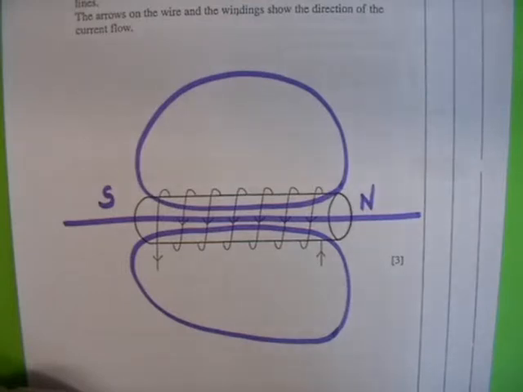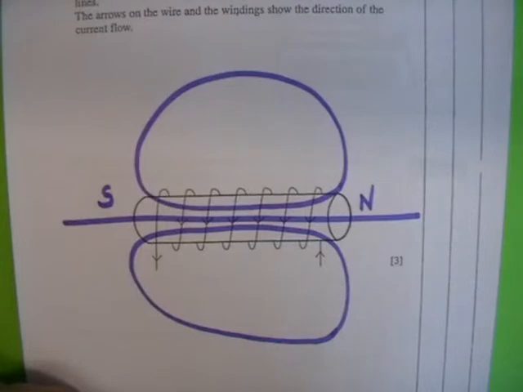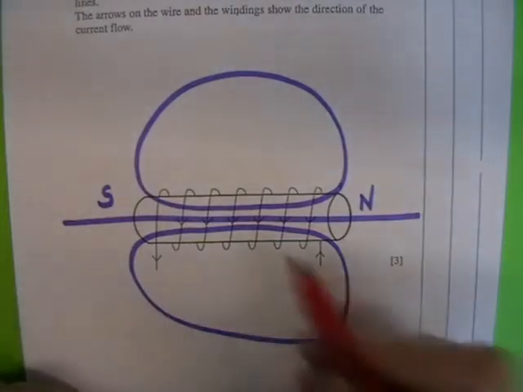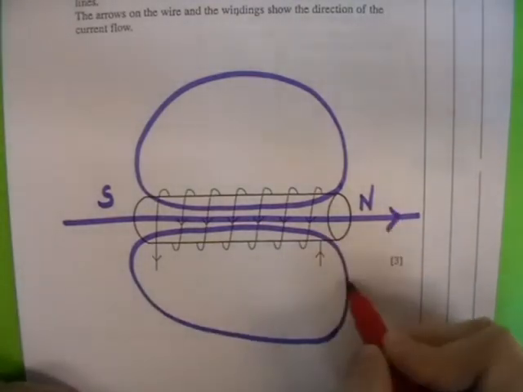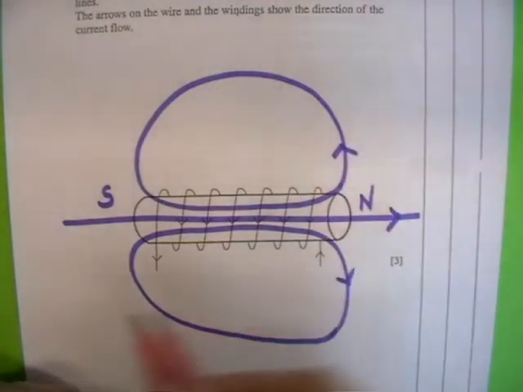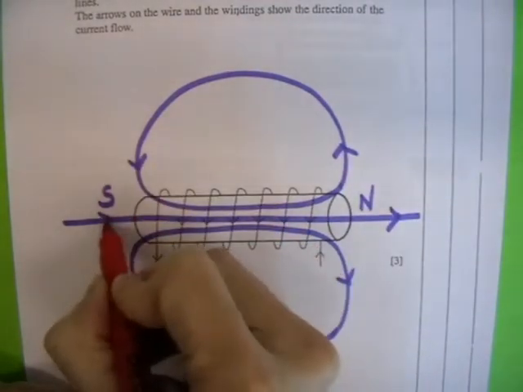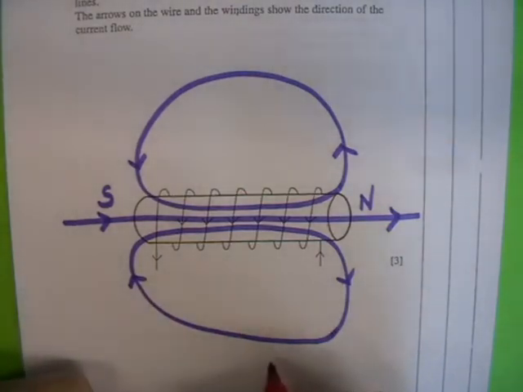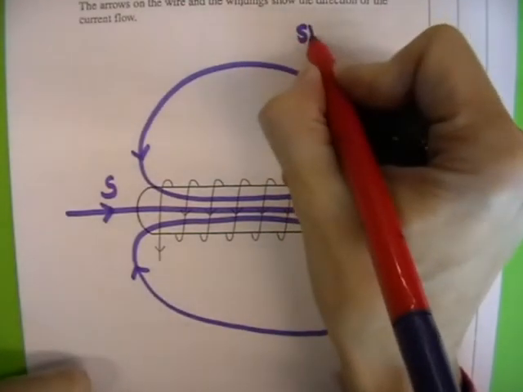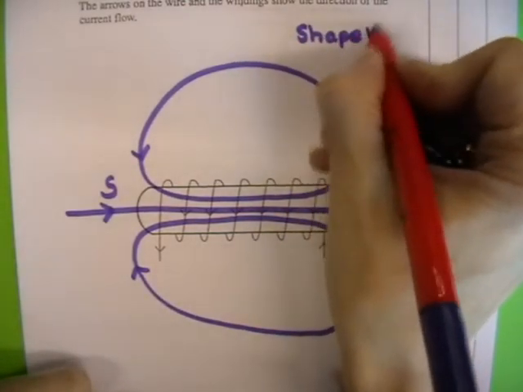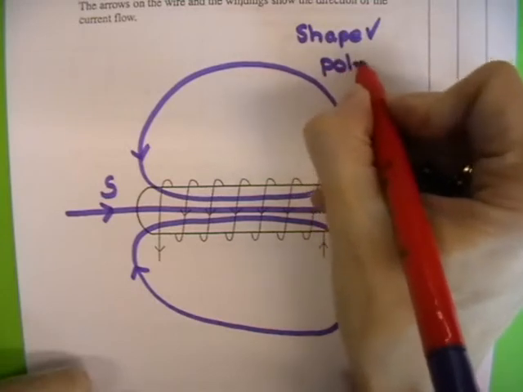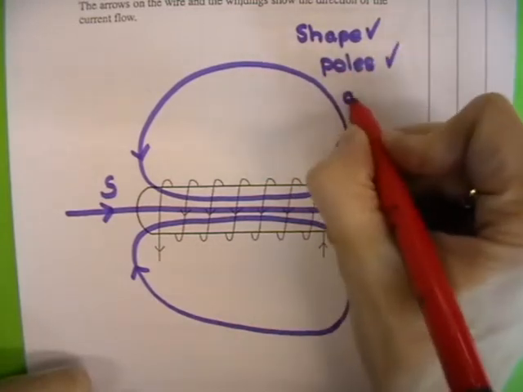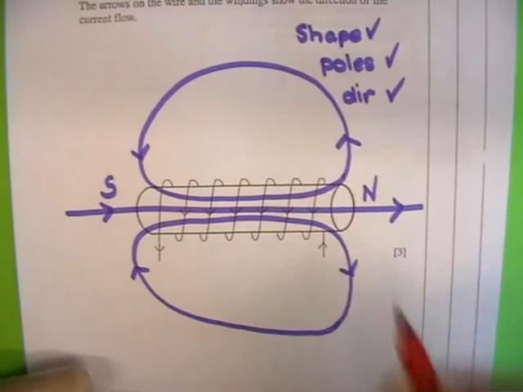The last thing then is to show the direction of the field lines, and the field lines go from north into south. So out of the north, put an arrow on each one, and back into the south, put an arrow on each one. So there's your 3 marks. You've got a mark for the shape. If I write it up here, maybe you can see it better. The shape gets you a mark. The poles correctly shown gets you a mark. And the direction on the field lines gets you a mark.